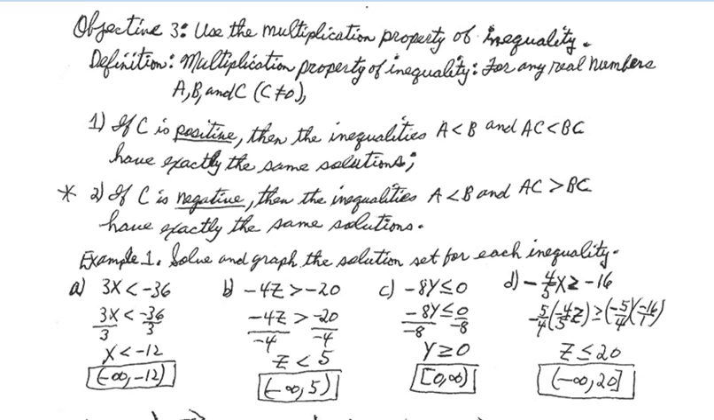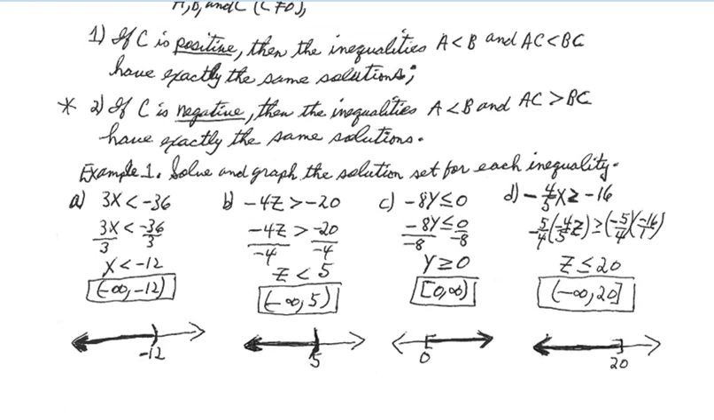For any real numbers a, b, and c, where c does not equal 0: number 1, if c is positive, then the inequality a is less than b and a times c is less than b times c have the same solutions. Number 2, if c is negative, then the inequality a is less than b and the inequality a times c is greater than b times c have the same solutions.